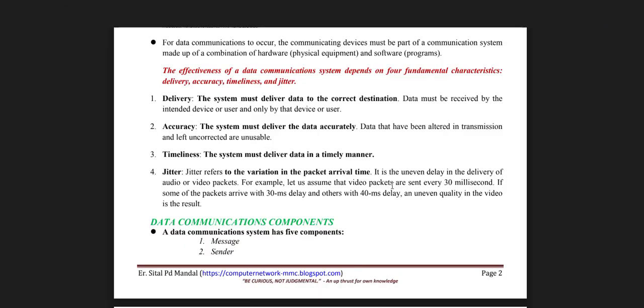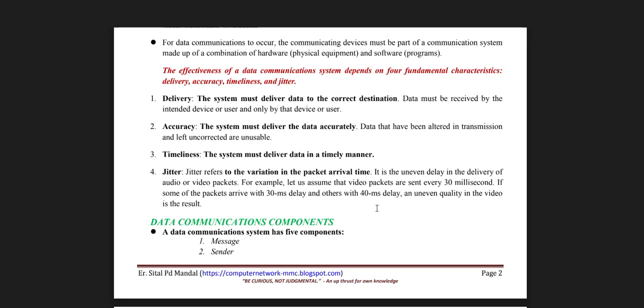Timeliness: the system must deliver the data in the timely manner. Jitter refers to the variation of the packet arrival time. It is the uneven delay of the delivery of the audio or the video packet. For example, let us assume that the data packet are sent every 30 milliseconds. If some packet arrive within the 30 millisecond delay, other within the 40 millisecond delay, the result is uneven quality of the video.